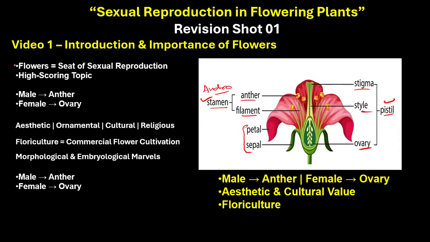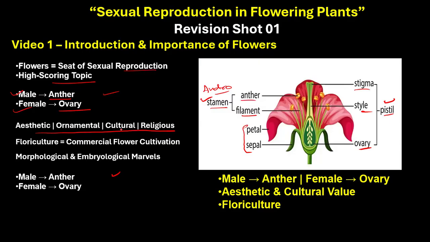So when we talk about flowers, these are the points which I have taken from your textbook for revision purposes, from the first paragraph of your textbook. Flowers are the seat of sexual reproduction. This is a high scoring topic. The male gametophyte develops in the anther, and the female gametophyte develops in the ovary. Besides the reproductive role, flowers have aesthetic, ornamental, and cultural importance also.